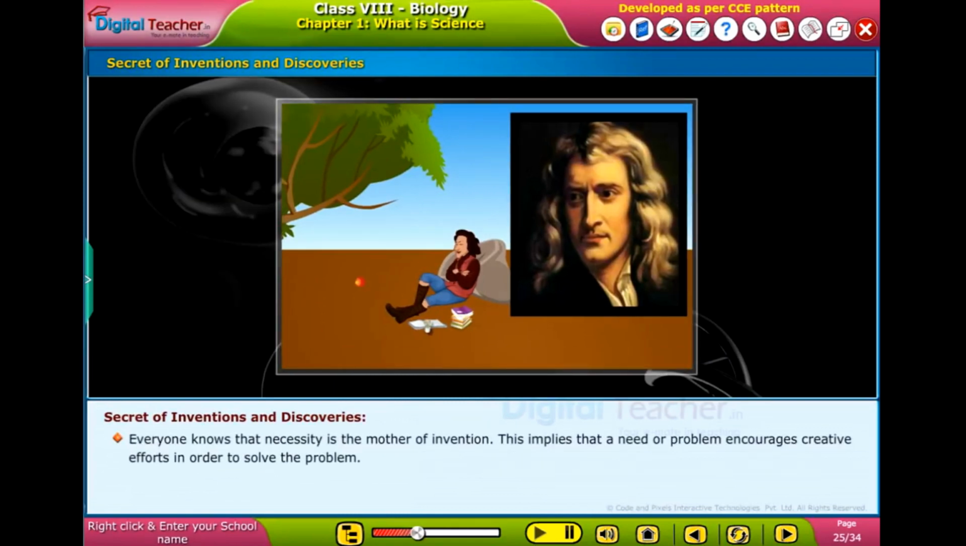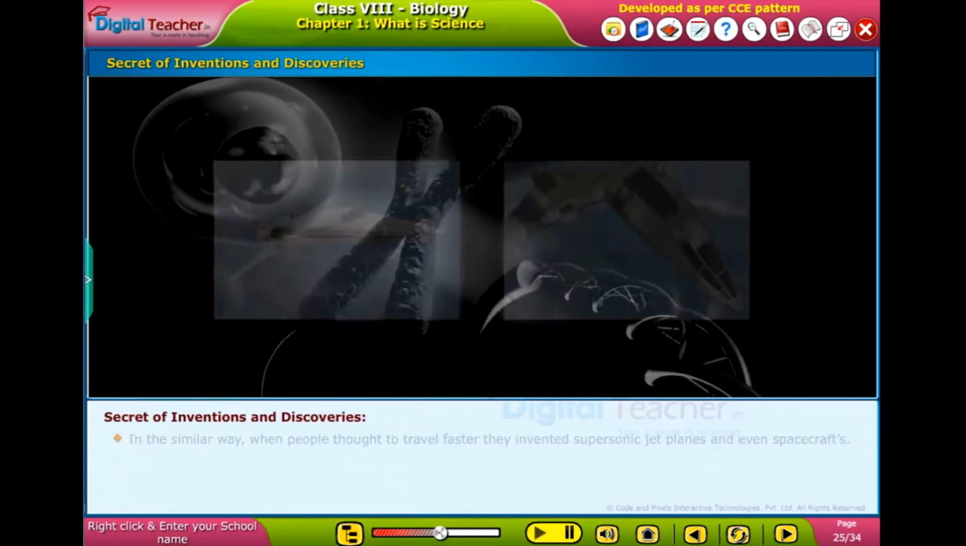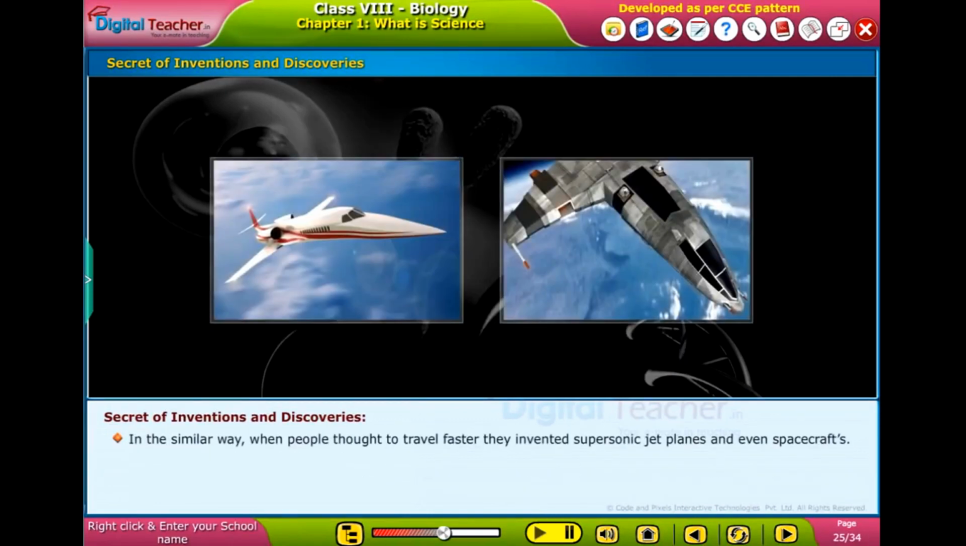Everyone knows that necessity is the mother of invention. This implies that a need or problem encourages creative efforts in order to solve the problem. For example, when people needed transport to move fast from one place to another, they discovered vehicles. In the same way, when people thought to travel faster, they invented supersonic jet planes and even spacecrafts.